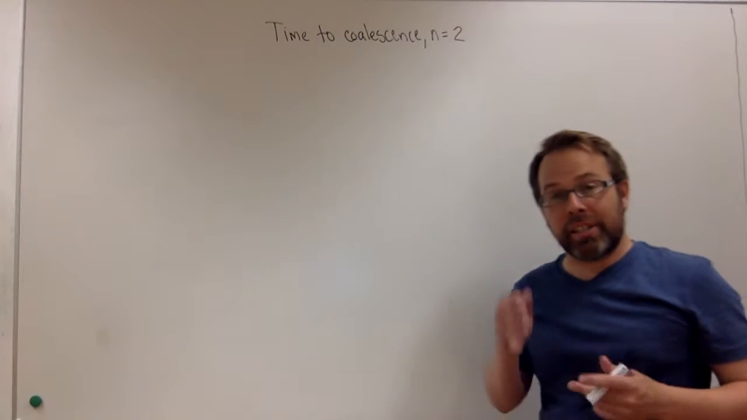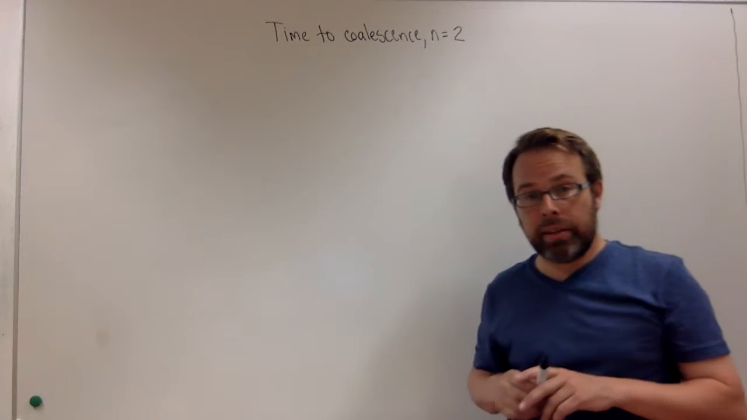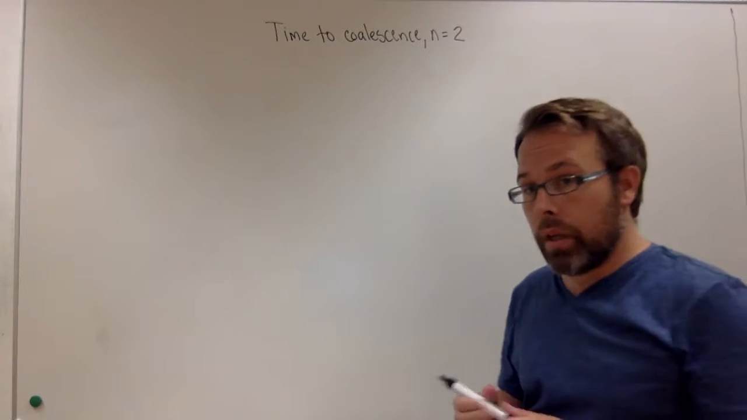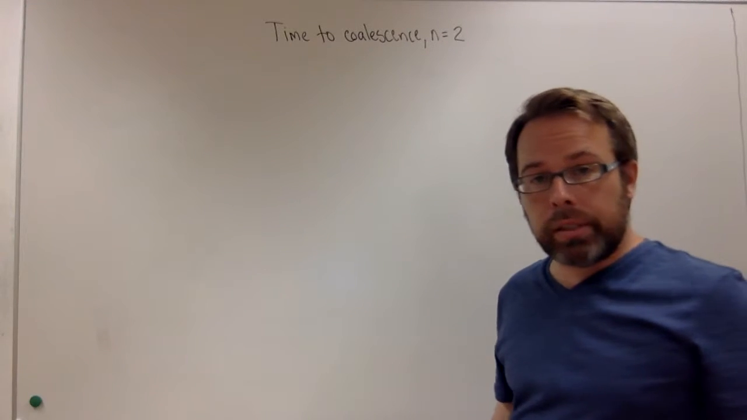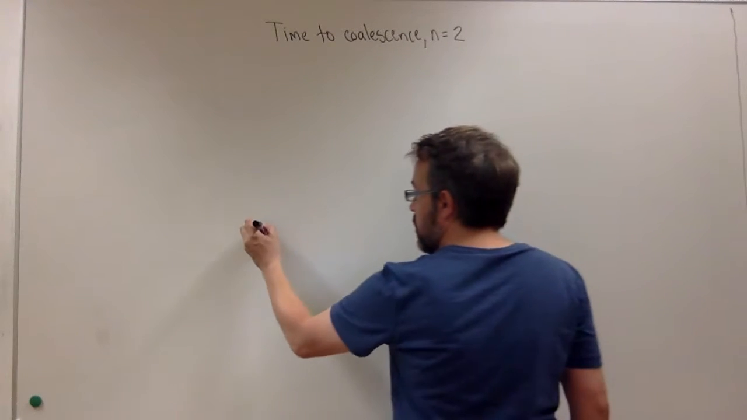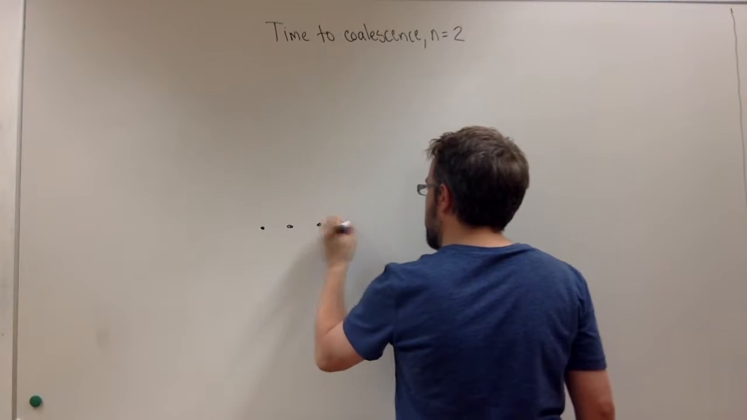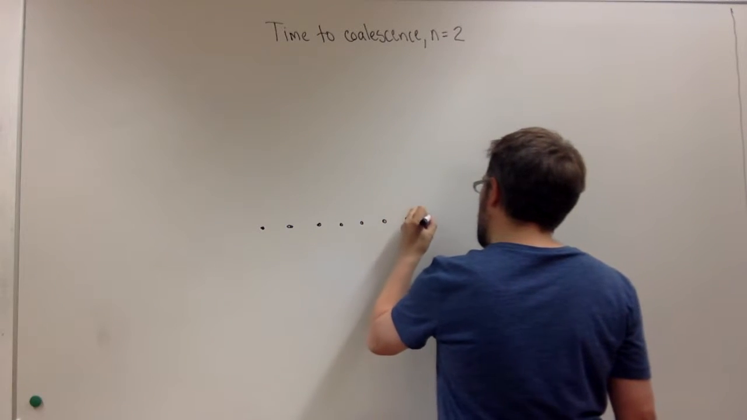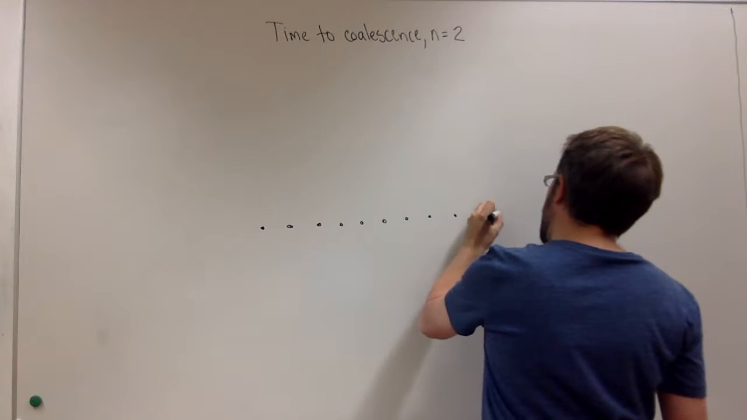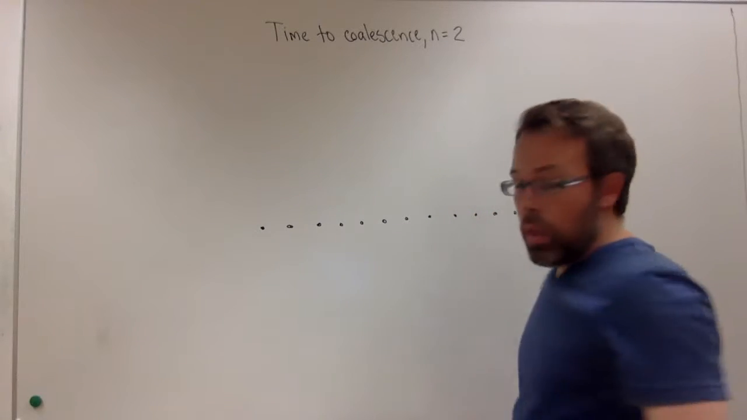So good. Now we can get into the actual coalescent. We've got a little bit of the mathematical tricks that we're going to need. So the coalescent, again, we're going to be looking at a population of individuals, or a population of alleles. And we want to ask what the shape of the tree is.